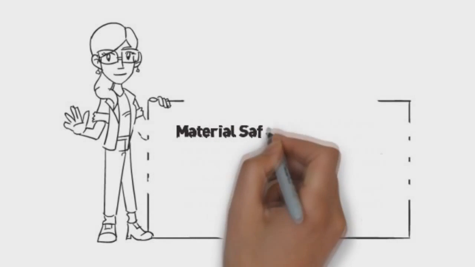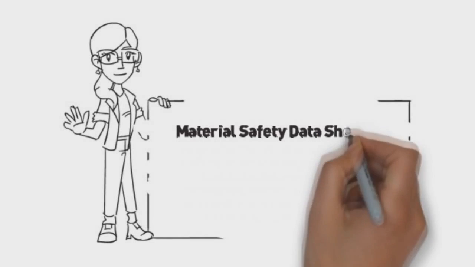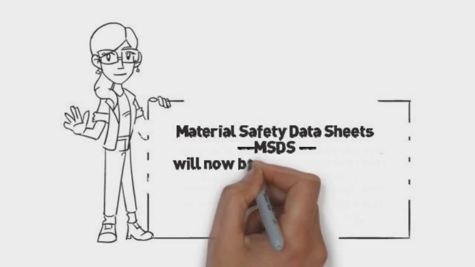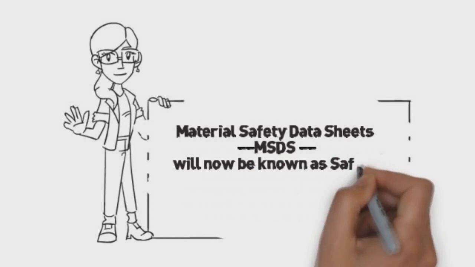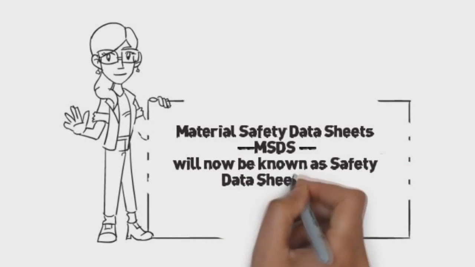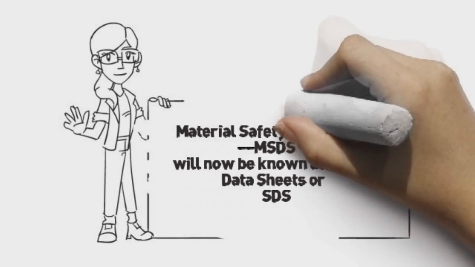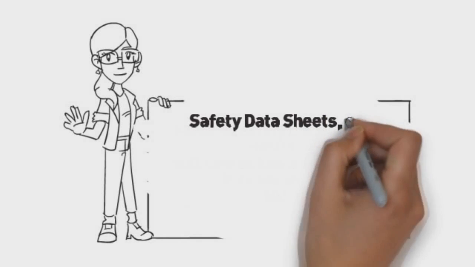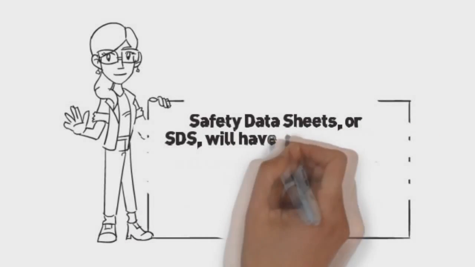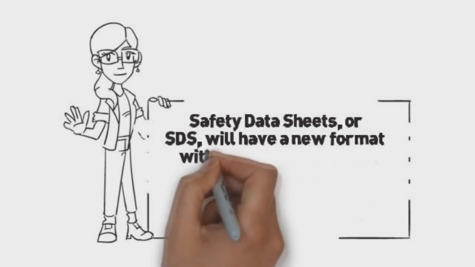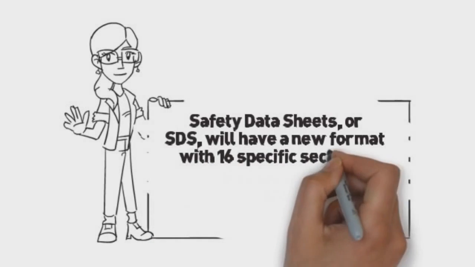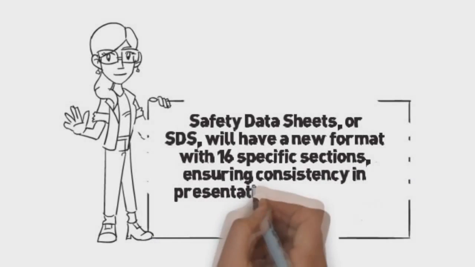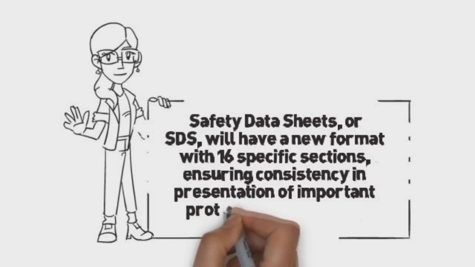What we now know as material safety data sheets are now going to be shortened in name and will be known simply as Safety Data Sheets, or SDS, instead of MSDS. The Safety Data Sheets, or SDS, will now have a new format that has 16 specific sections, ensuring consistency in presentation of important protection information.